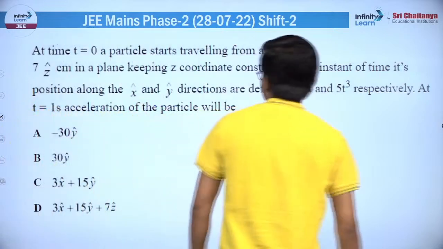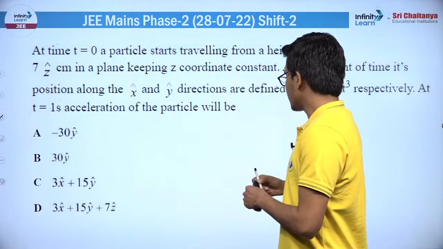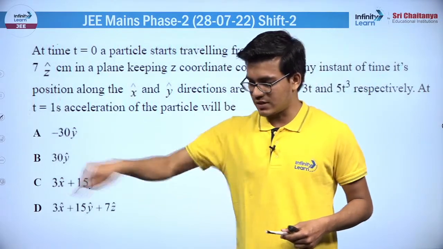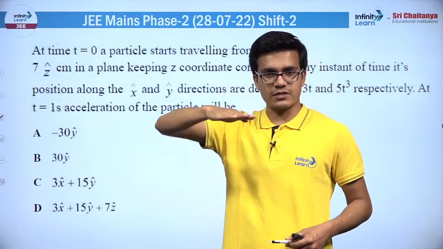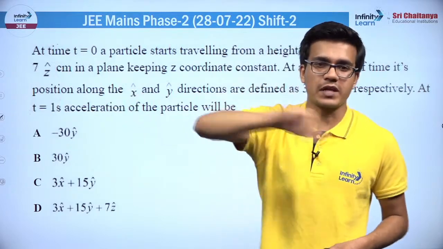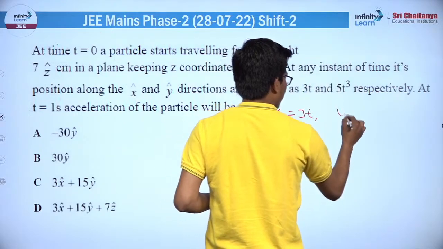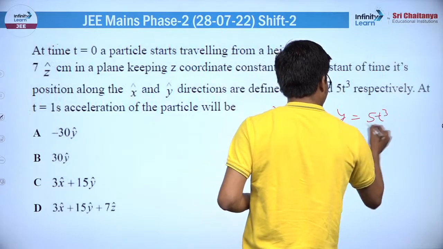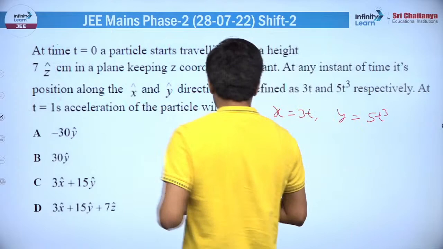In this question there is a motion happening where the z coordinate is constant. Something like this is x, this is y, and this one is z. So this z coordinate is fixed and the motion is happening in this plane, where x is varying like this and y is varying like this.